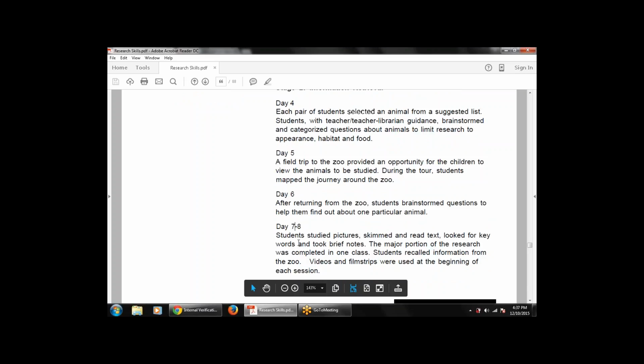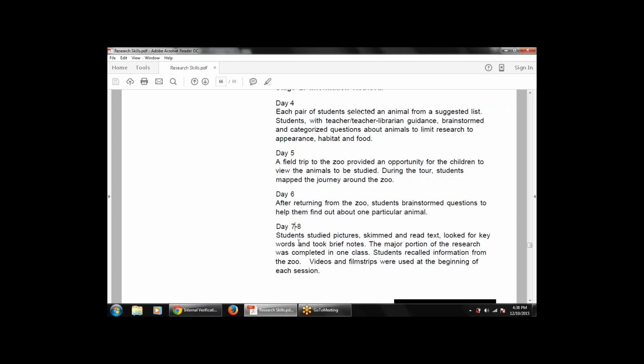Then during days 7 and 8, students studied the pictures, skimmed and read text, looked for the keywords and took brief notes. The major portion of the research was completed in one class. So whatever the activity they were doing till day 7 or 8, the major portion was completed in one class.